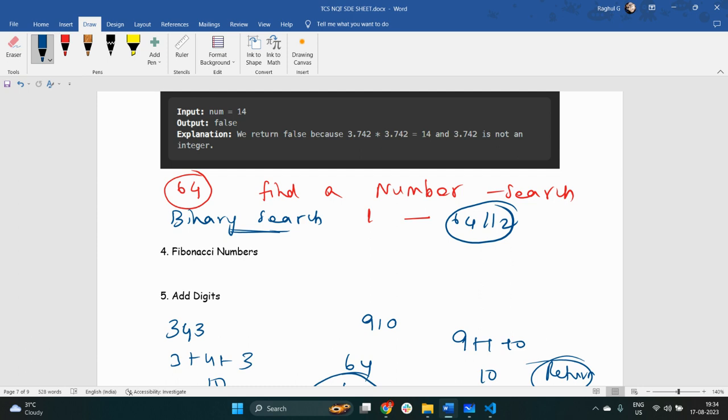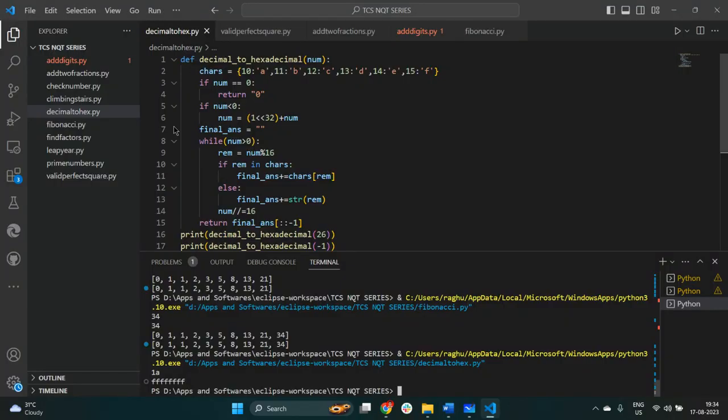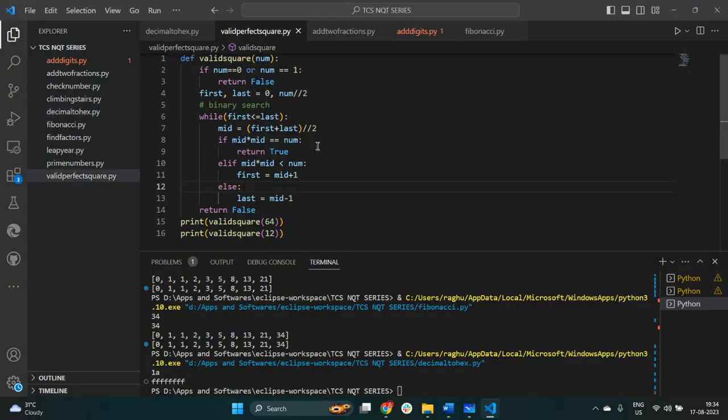You guys know how binary search works, and I'm not going to give you much of an overview of it. Let's get back to the solution directly. Okay, this is all about the valid perfect square. Binary search works by finding the mid value, and based on the mid value, we run the search. So if num is equal to 0 or num is equal to 1, I'm going to return false.